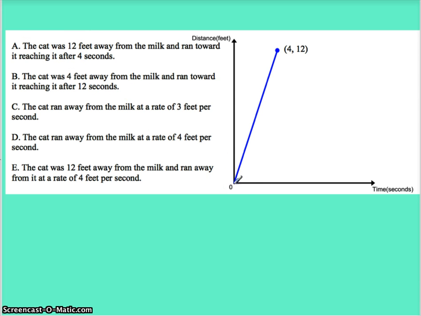So being clear on that, let's now work through these situations. We have a situation where the cat is starting at the bowl. And then up here, 4 seconds later, so that's the seconds, 4 seconds later, he's 12 feet. That's the distance. He's 12 feet away.